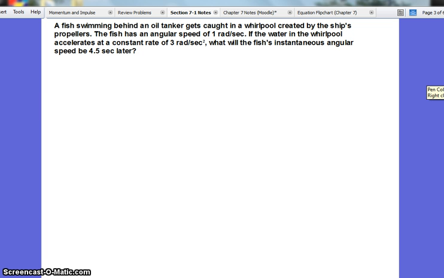The idea here is to almost ignore the angular part, and just look at it as a linear motion problem. The speed is 1 in the beginning. It accelerates at 3, and it has a time of 4.5 seconds.